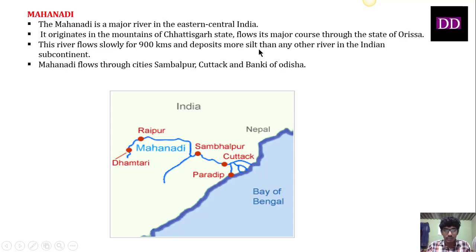It deposits more silt because it flows very slowly, and flows through the cities Sambalpur, Cuttack, and Banki. You can see here it is Sambalpur, Cuttack. These are all the cities which flow through it, and finally it enters into the Bay of Bengal. It originated in Chhattisgarh state, and it flows in Odisha.